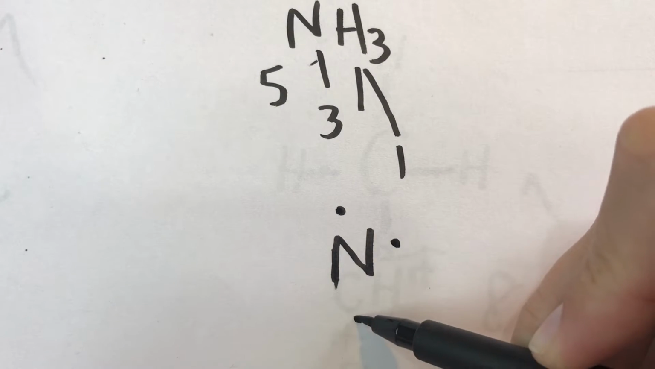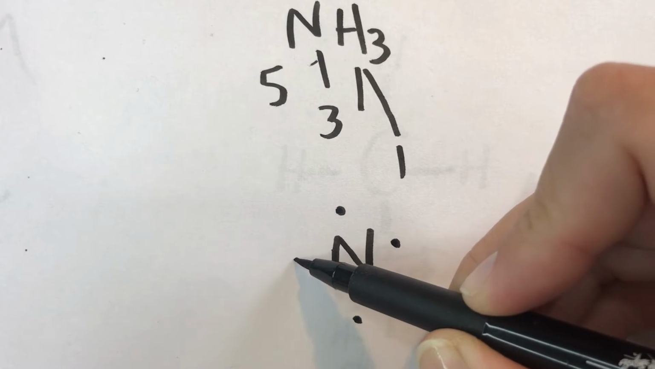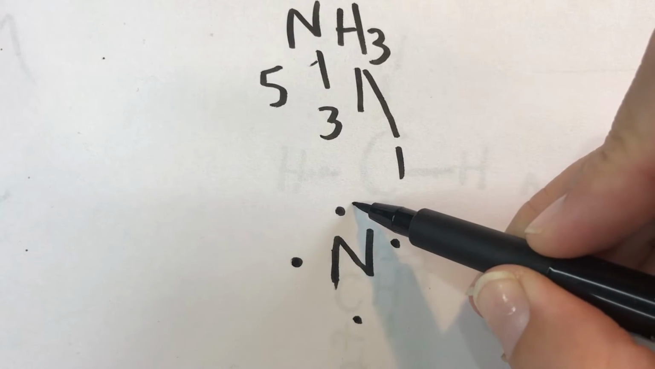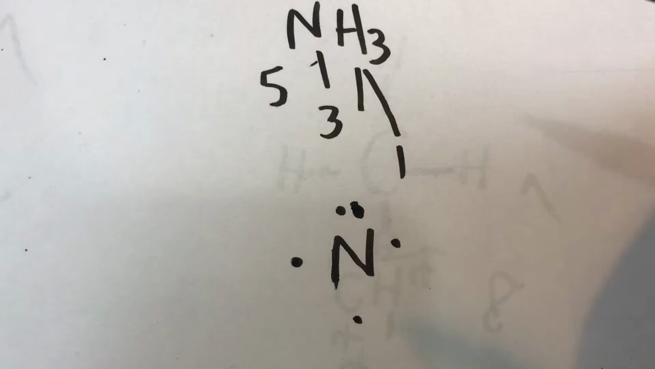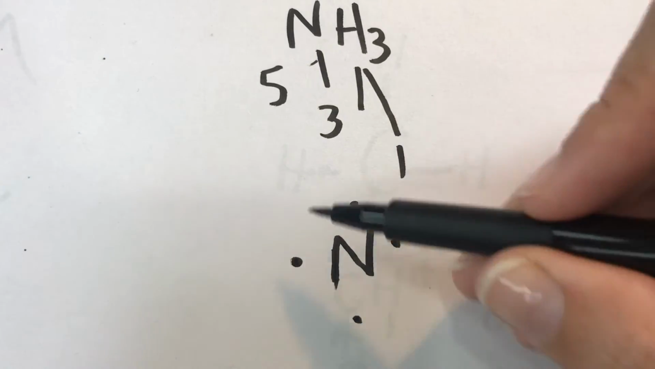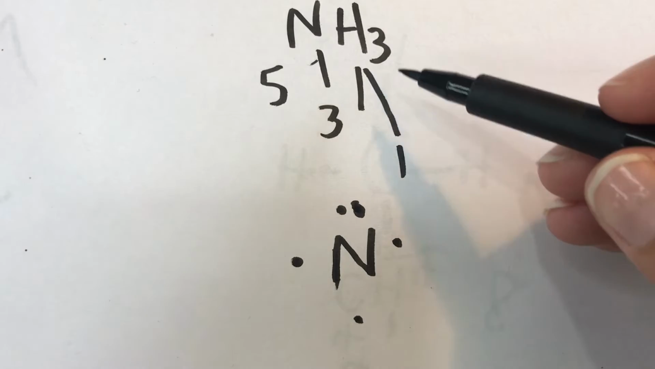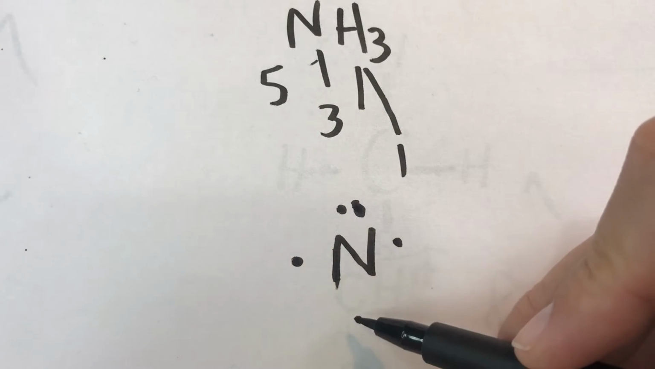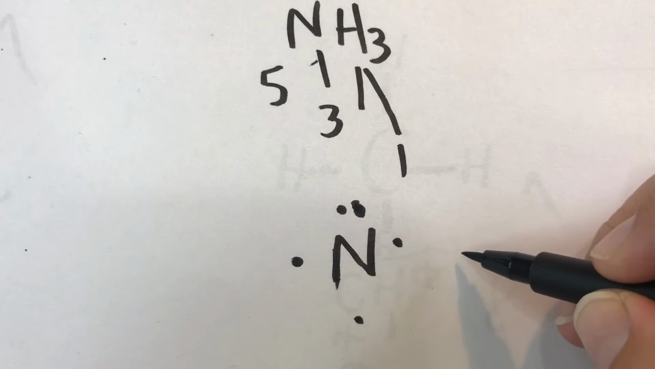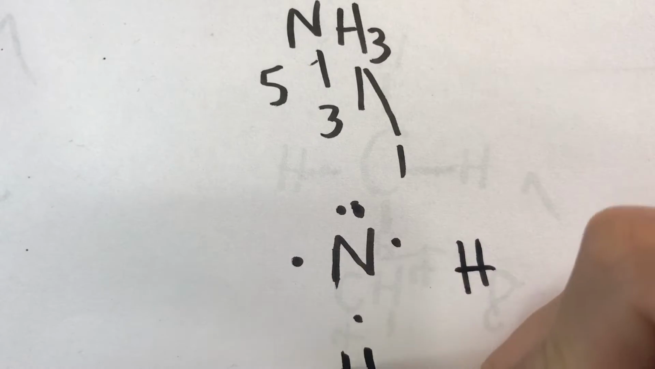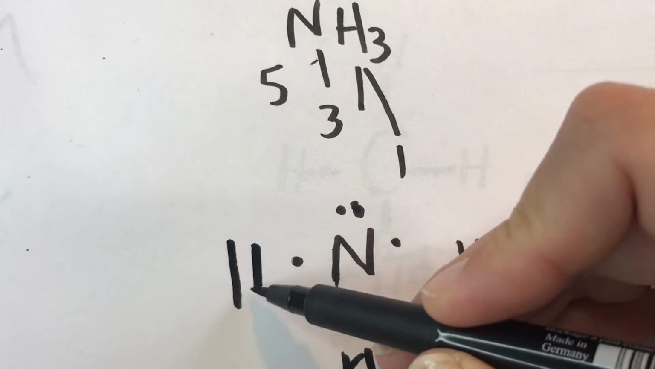We're going to add our 5 electrons around the central atom, putting 1 in each of the 4 areas at a time, and then our final one we pair up, so we've got a lone pair of electrons here. Then we need to add our 3 hydrogens. So we're looking for those areas where there's a single electron, and we're placing a hydrogen next to each of those areas.